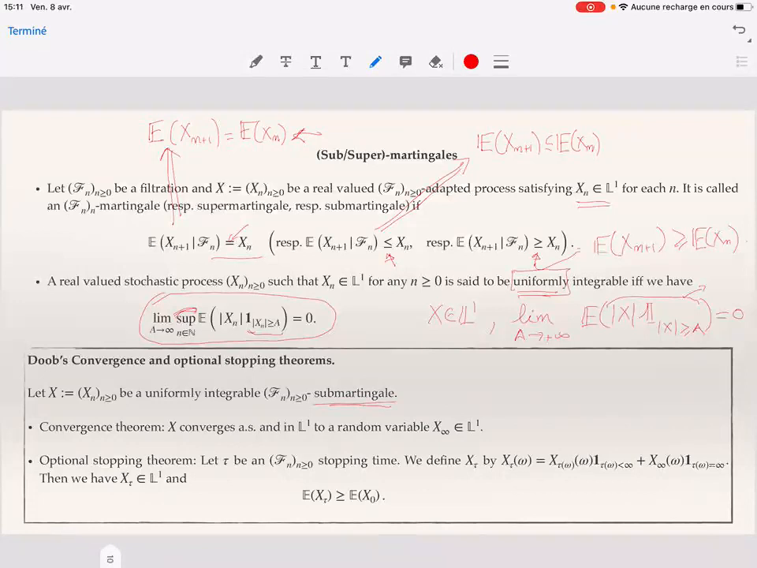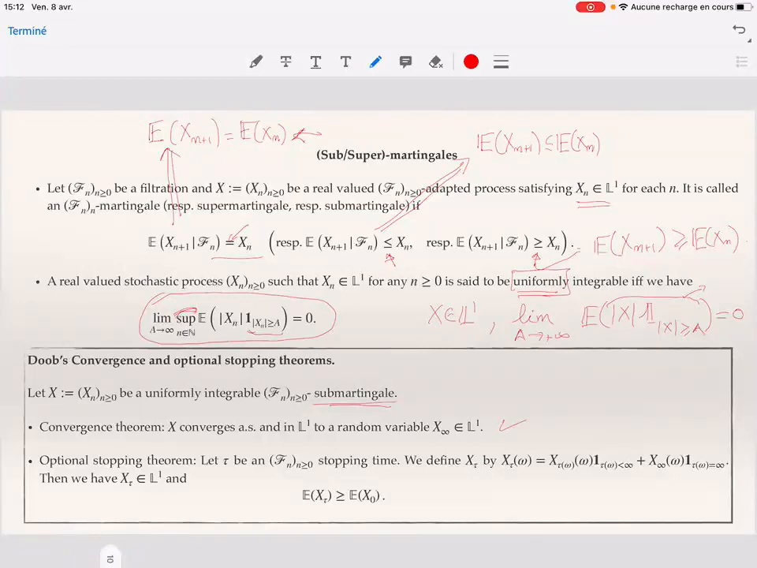So if you have uniform integrability, then you have Doob's convergence theorem, as it is called, from the mathematician Doob, which says that Xn converges almost surely and in L1 to a random variable X infinity, which is also in L1. So it is a convergence theorem for a sequence of random variables, which holds in L1 and almost surely. So this is the first one.